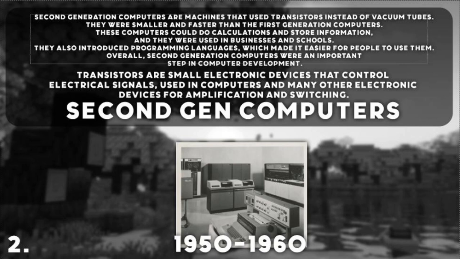What did these transistors do? Basically, they were small, and they were easier for humans to work with. They introduced the programming languages, which later on made it revolutionary, and there's so much more. What basically is a transistor? Transistors are small electronic devices that control electrical signals used in computers and many other electronic devices, for amplification and switching.